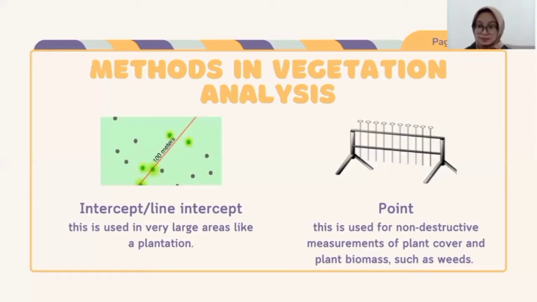And the last one is point methods. Point methods is also called the pinpoint method. It is used for non-destructive measurements of plant cover and plant biomass such as weeds. In a pinpoint analysis, a frame with a fixed grid pattern is placed above the vegetation. A pin is inserted vertically through one of the grid points into the vegetation, and typically touches a number of plants.